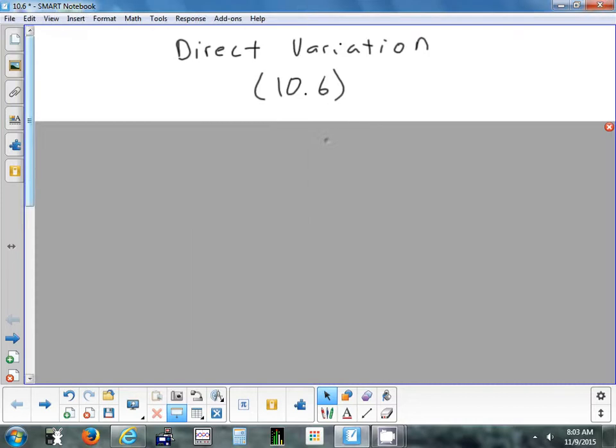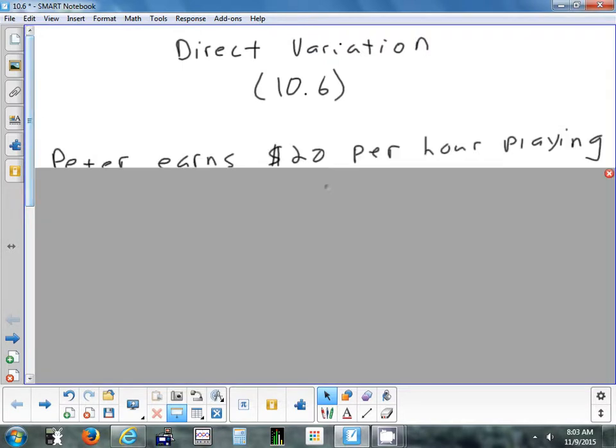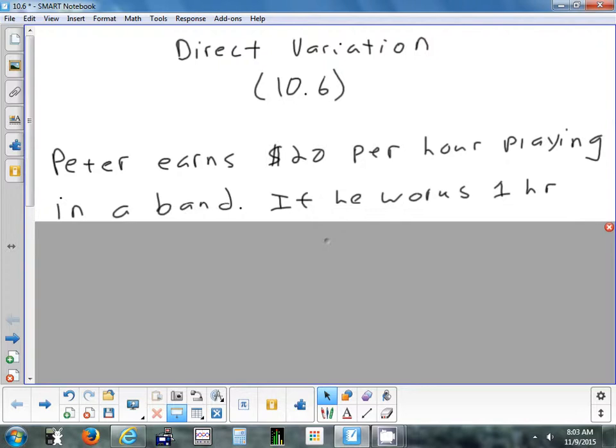All right, so as I said before, this week we're going to look at this last section in chapter 10, which is 10.6. It's kind of its own topic, so we're not going to do anything more than what we do today with it. Tomorrow we're going to talk about something new. But here's an example of direct variation.